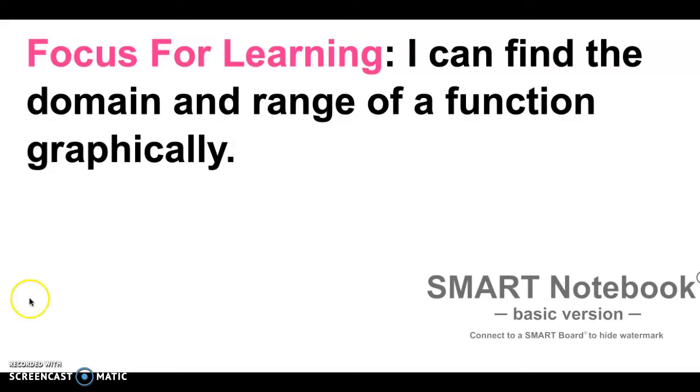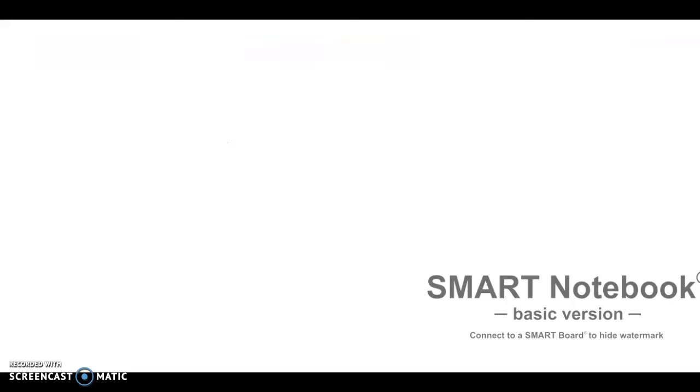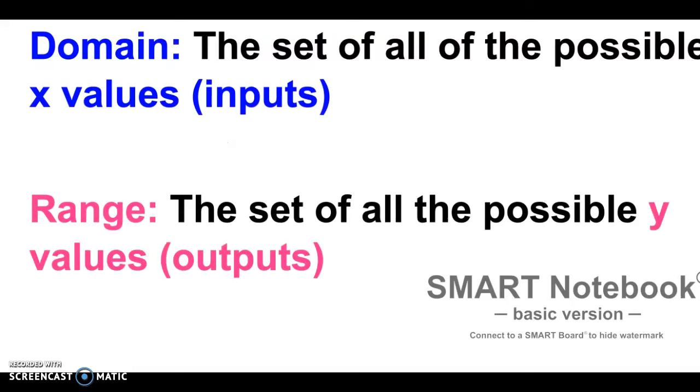Alright, so the focus for learning for today's video is I can find the domain and range of a function graphically. So we've already talked about what makes something a function, and now we're going to talk about domain and range. So the domain is the set of all possible x values in a function. So all of the inputs, because remember, x values are your inputs. The range is a set of all the possible y values, or outputs, because remember, your outputs are represented by the variable y.